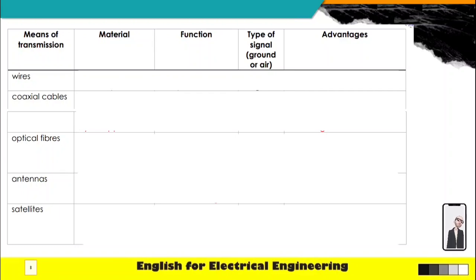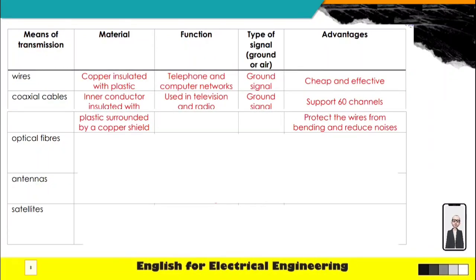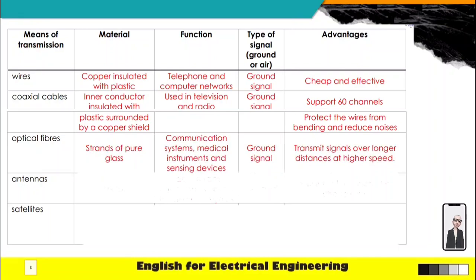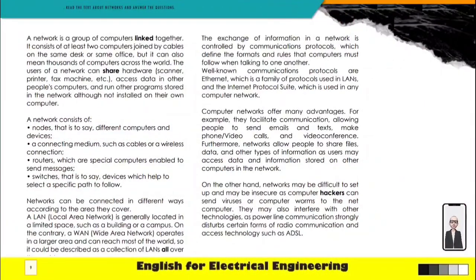If you are lucky enough to be in the class, then you can just complete the text on the worksheet and use this guide only to check your answers. So I'm just going to reveal all the answers here for you. So materials, functions, types of signals and advantages for wires, coaxial cables, optical fibers, antennas, and satellites. These are all the answers for you right here. Okay, let's move on to our next text right here.